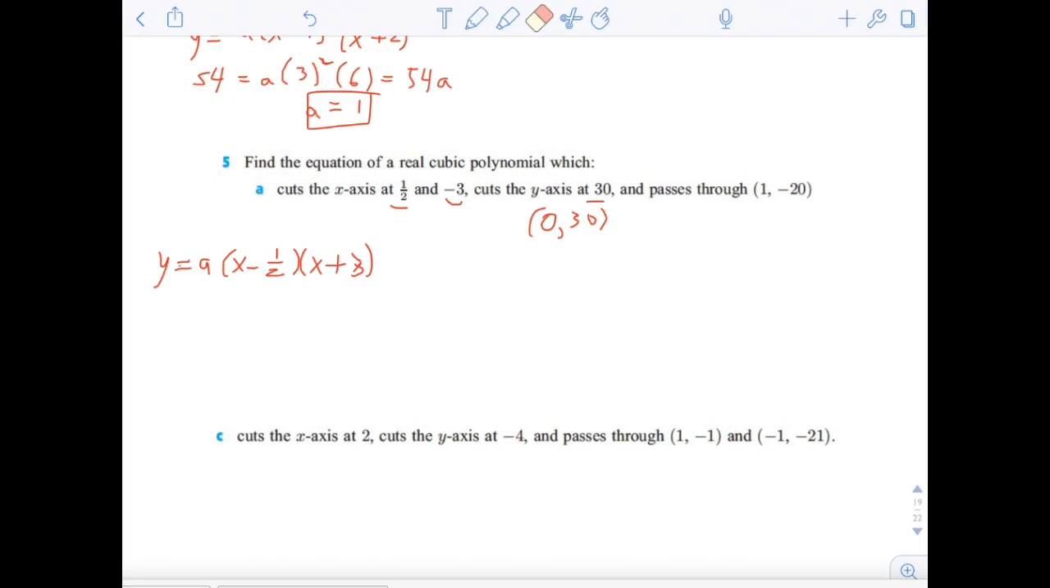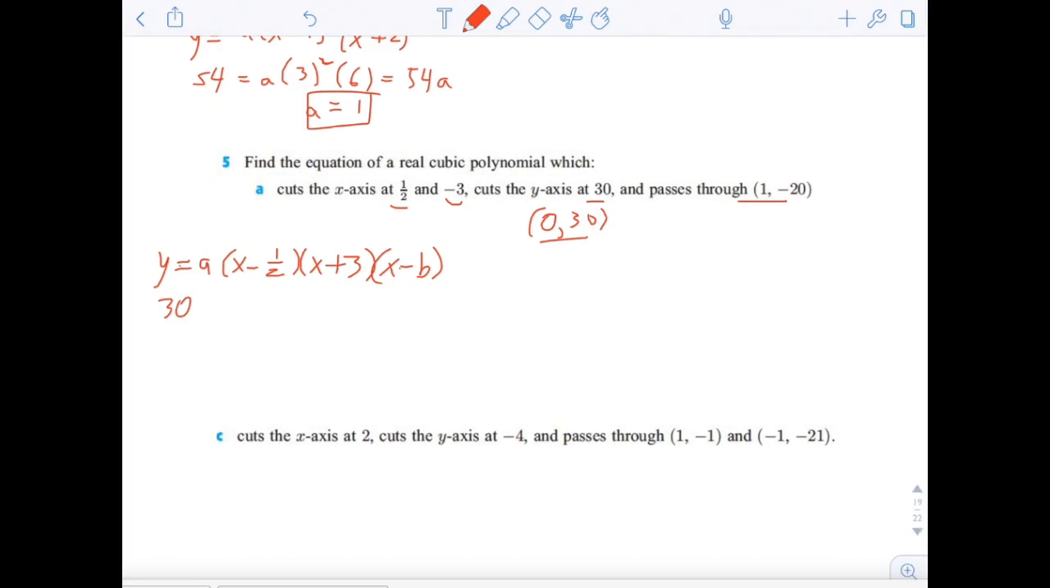that's a mess, times (x - something else), which we don't know, right? The third root we don't know. And now we're going to try to use these 2 points to figure out what a and the third root are. Okay, so when we put in (0, 30), let's see what happens.